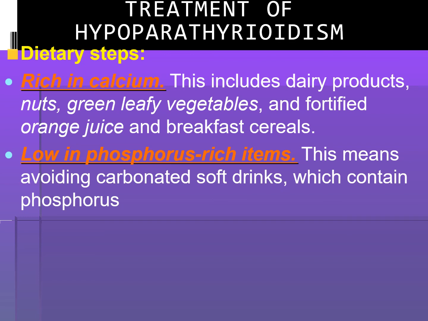Patients with hypoparathyroidism are advised to take a diet which is rich in calcium. This includes dairy products, nuts, green leafy vegetables and fortified orange juice and breakfast cereals. Patients are also advised to take a diet which is low in phosphorus. This means avoiding carbonated soft drinks which contain phosphorus in high amount.